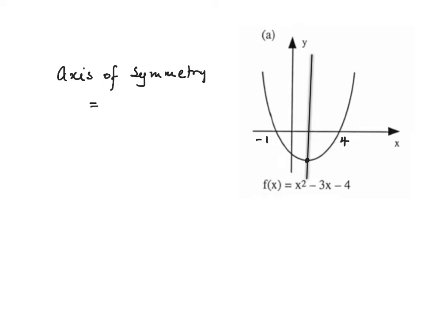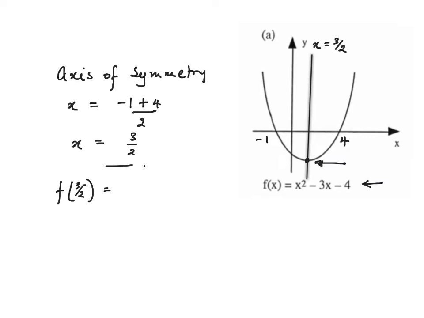We can find that by adding the two roots together, so minus 1 plus 4, and then dividing by 2, that gives 3 over 2. So the equation of the axis of symmetry is x equals 3 over 2. We want to work out this point here. Well, we know it lies on the line with the equation x equals 3 over 2. So what we'll do is we'll substitute x equals 3 over 2 into this equation.